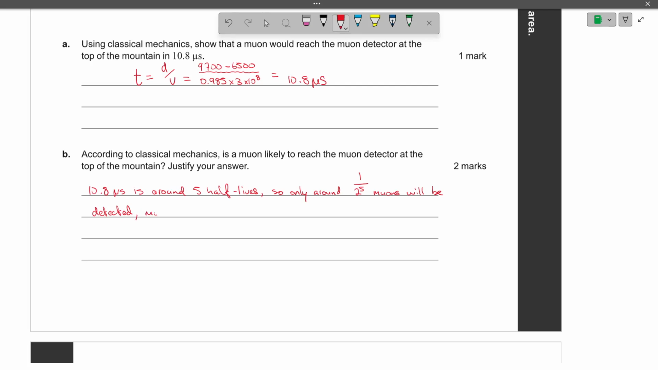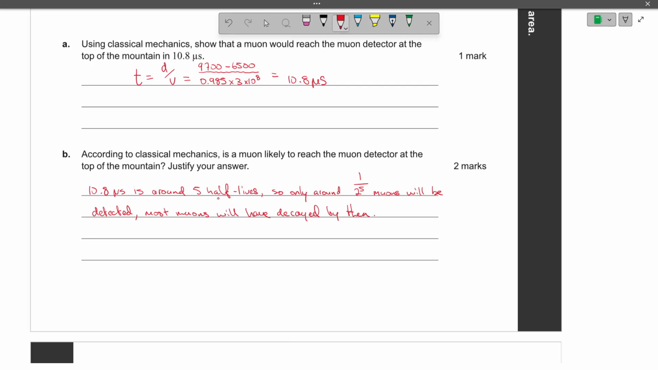Most muons will have decayed by then. Okay, I think that's sufficient. I mean, you probably don't have to go into around only 1 in 2 to the 5 muons. That's very mathsy. You probably don't have to worry about that so much.